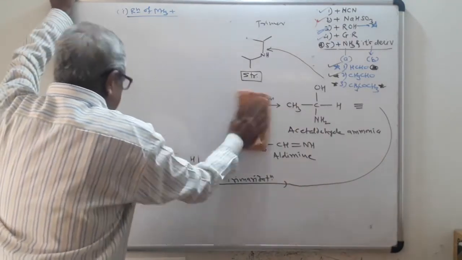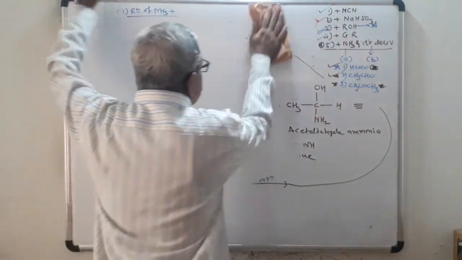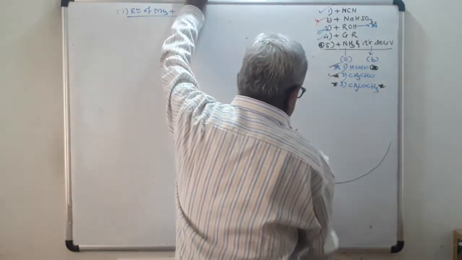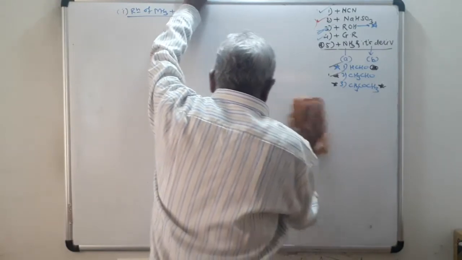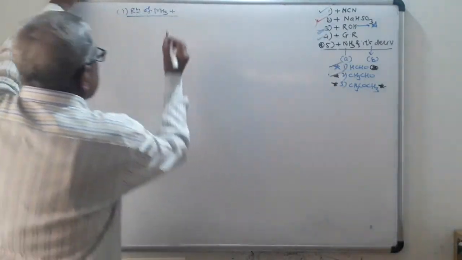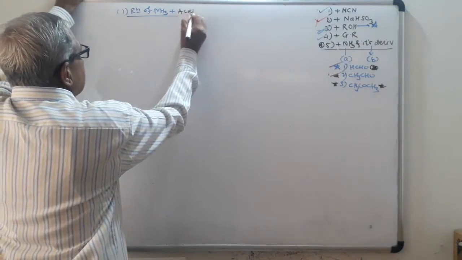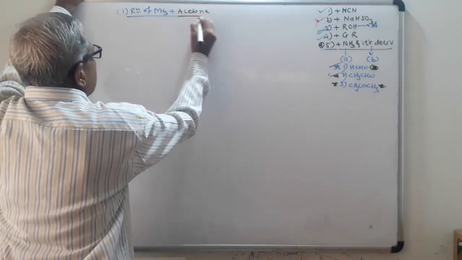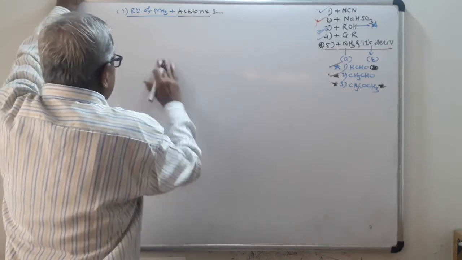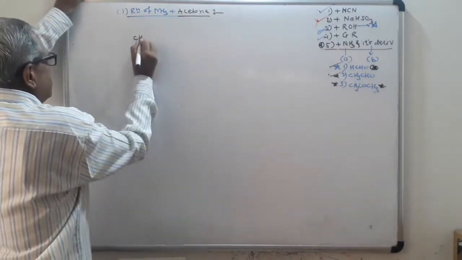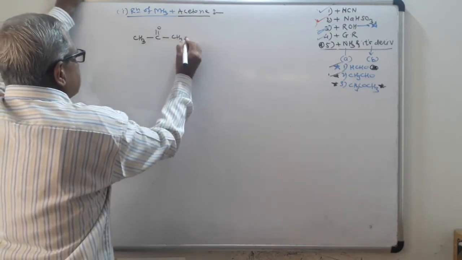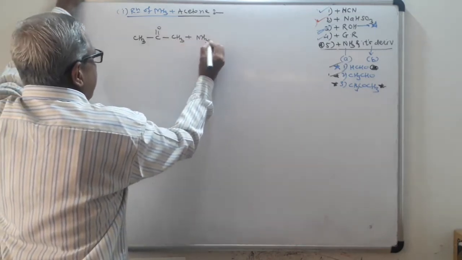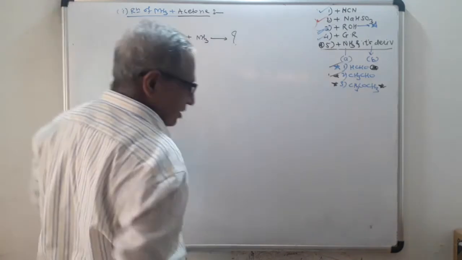Now the next reaction: acetaldehyde, acetone is treated with ammonia. Now see the reaction of ammonia with acetone. Another question: acetone has the formula CH3 C double bond O CH3, plus ammonia. And the question starts here.